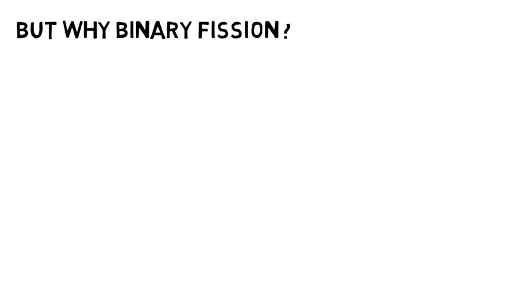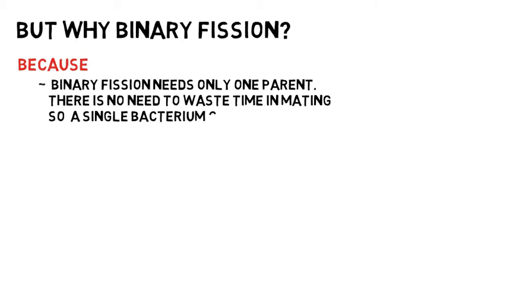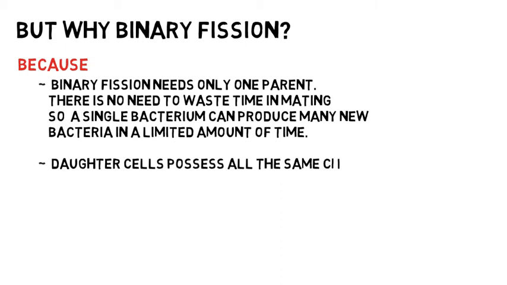Why did bacteria choose to replicate by binary fission only? Because binary fission needs only one parent. There is no need to waste time in mating. So a single bacterium produces many new bacteria in a limited amount of time. Also, daughter cells possess the same characteristics as their parents.